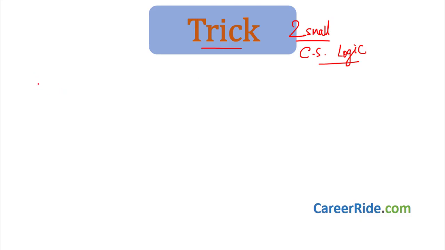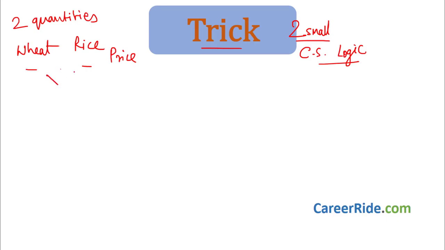Now, what generally is given in a mixture sum? You'll be given two quantities, or two objects, like say wheat and rice. The price for both these would be given, and what they'll ask you is that when we mix these two quantities in some proportion, you'll get a third quantity, a mixture. And in what ratio have we mixed these two quantities so that the price of the mixture is, say, something like X, Y, Z. Let us take an example.